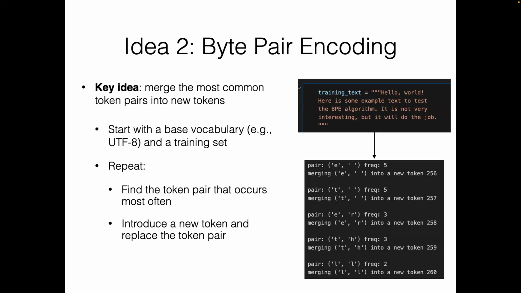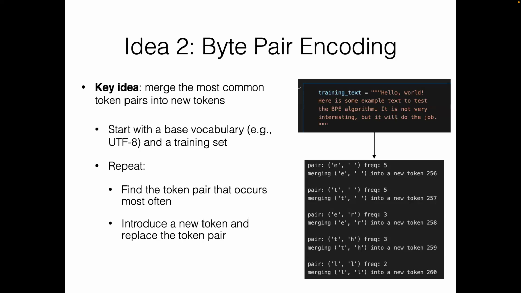Okay, so for example, here it turns out that the most common pair is actually E plus a space. So you could see that the word here ends in E and then there's a space. And that turns out to be the most frequent. So then what we'll do is we'll introduce some new token. And now we can represent E and space as just one token instead of two. Okay, so it reduces the sequence length, but it increases the size of your vocabulary.